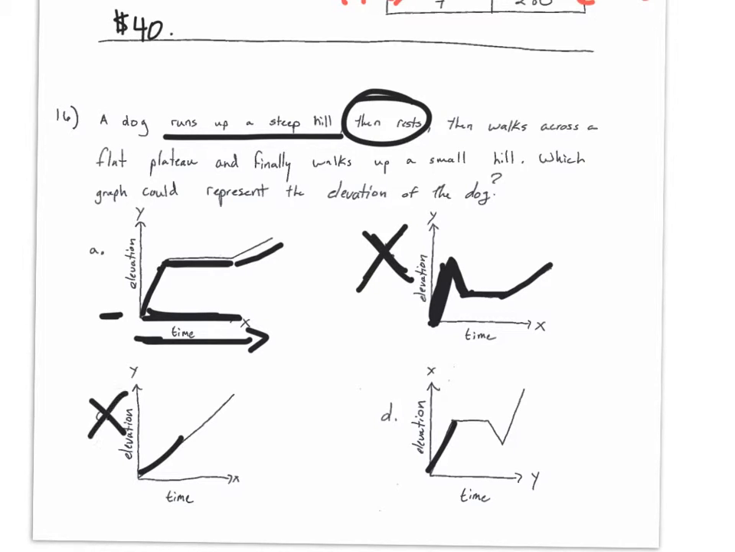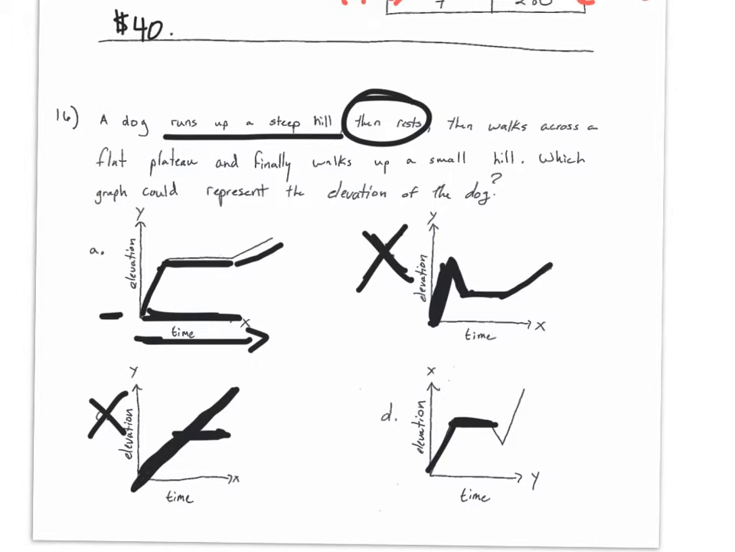And C also can't be the right option because in C, it goes up the entire time. Well, this says he rests, so there should be some point where he's at the same elevation for a period of time. So it's either A or D, because this one also has a period of time where he stops.